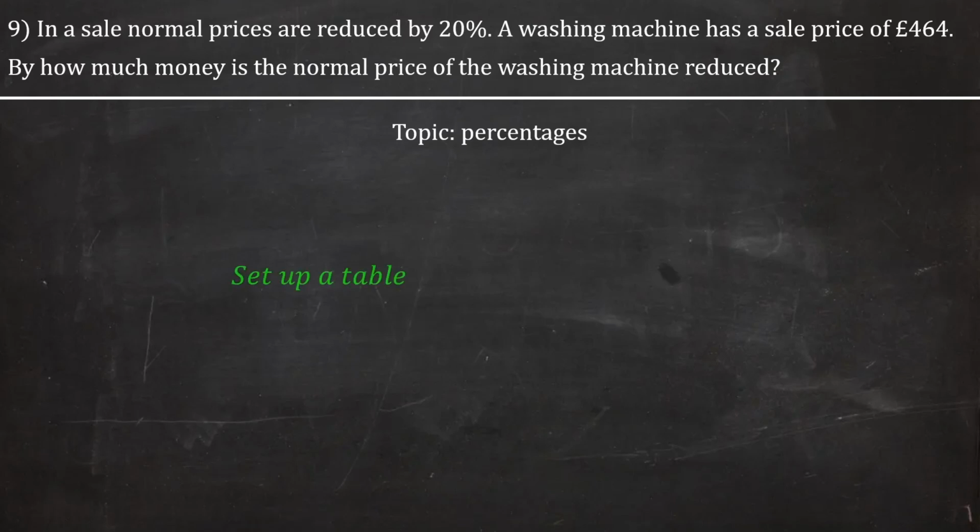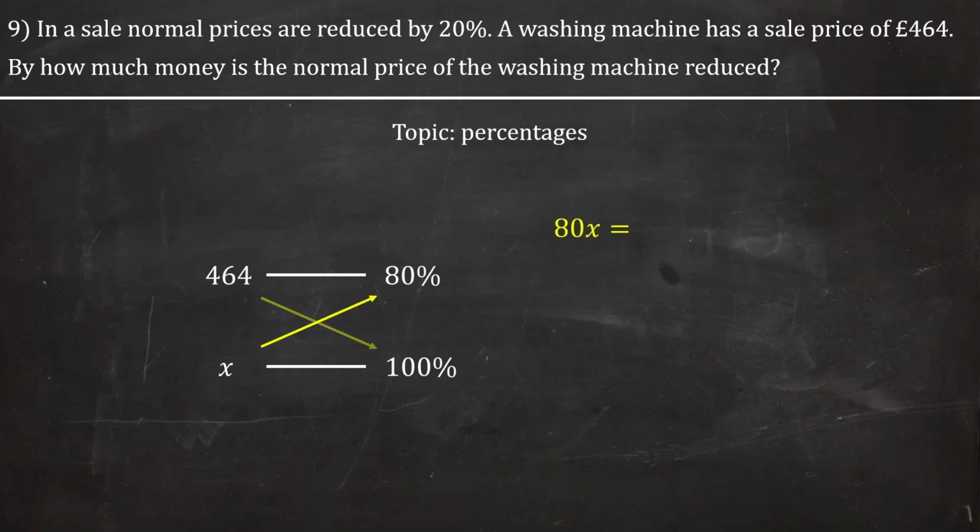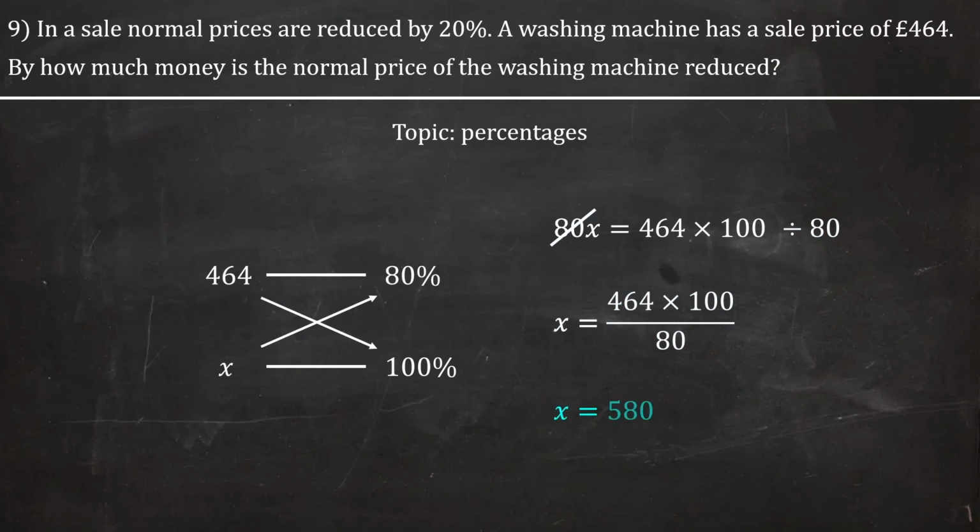So we're just going to set up a table which has 464 is equivalent to 80% of the price, x is 100%, which is what we're trying to find. We're going to cross multiply here, so x times 80 is 80x, 464 times 100. I'm just going to leave it as is because the calculator is going to do all the work. Then to solve, I'm going to divide both sides by 80. X equals that big thing over there, which I'm not going to touch again because this is a calculator paper. So let the calculator do the work for you, and you get that x is equal to 580.